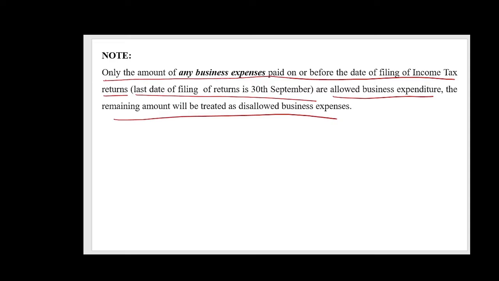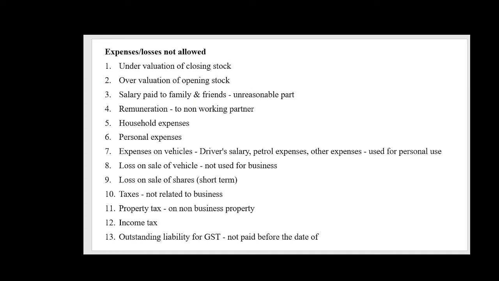Okay. Let us look into some of the examples quickly so that whatever provisions that we have done so far in the previous videos in this series, you will get an idea of which are the expenses which are allowed and which are not allowed, and which are the incomes which are treated as business or professional income and which are not treated as income under this particular head. First one is expenses or losses which are not allowed. So, which are the ones which are not allowed? Undervaluation of closing stock is not allowed. Overvaluation of opening stock is not allowed.